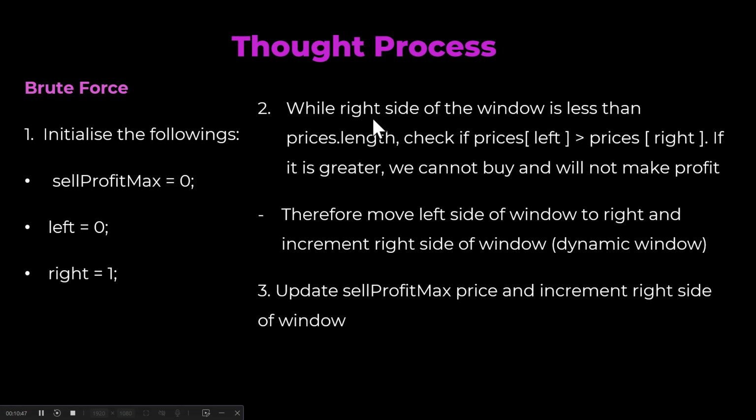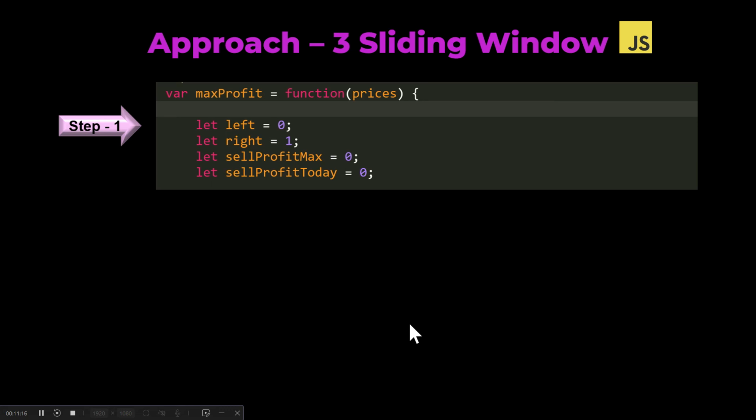So while the right side of the window is less than the prices.length, we are checking for these two values. Prices left, if it is greater than prices right, then we are not going to make any profit. So in that case, we are going to move the left side of the window to the right, and then we will increment the right. So in here we are using the dynamic window, and then we will update it. So let's have a look at the algorithm.